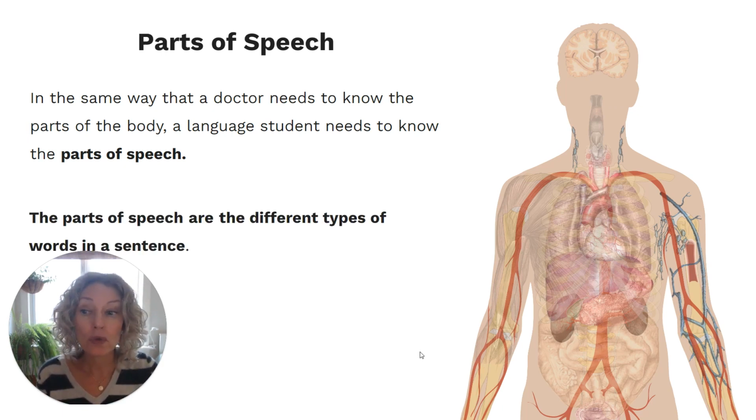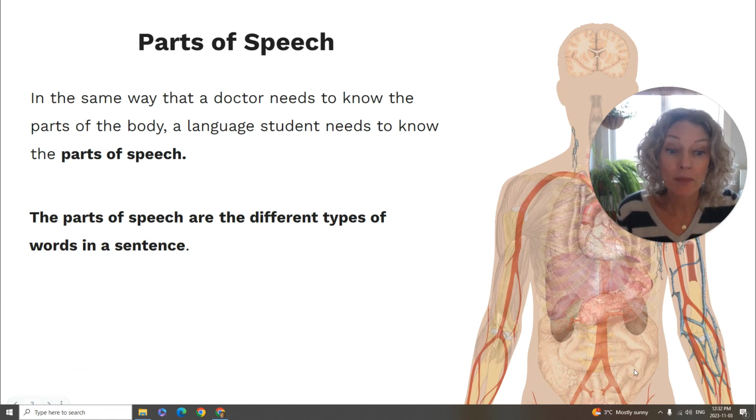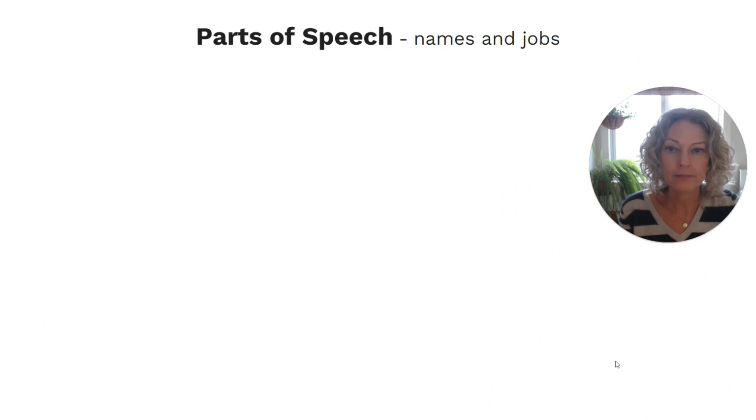So if you know the parts of speech, which are the different types of words in a sentence, then it's going to make talking about grammar way easier. We need to know the names and jobs of the different types of words in a sentence so we can talk about them. So let's jump right into that. Let's learn about the names and jobs of the different parts of speech, the words in sentences.